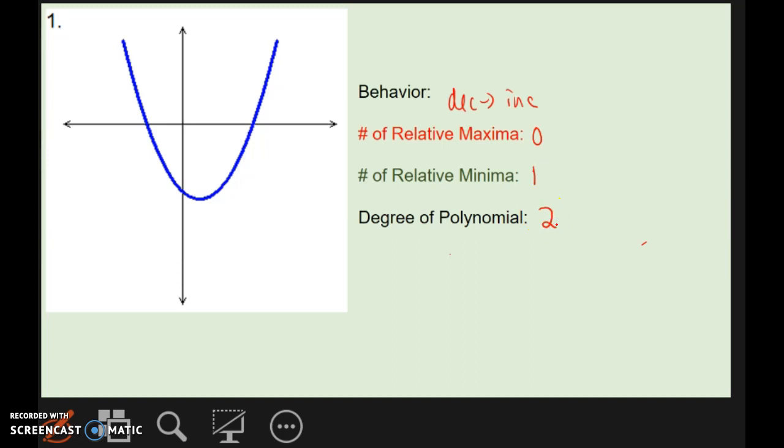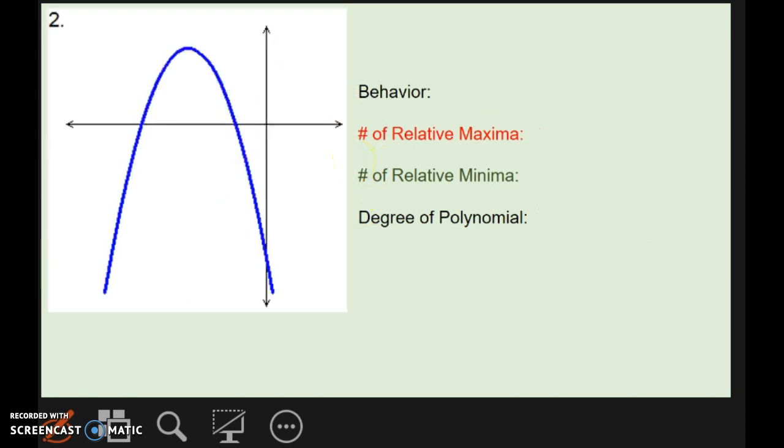So let's start looking at some patterns here. One pattern is I want to look at the behavior and the degree, see if we can come up with a relationship, and also the degree and the number of maxes and mins. The second one is also a quadratic, but it's different. It's one that will open down. So our behavior is a little bit different. Instead of decreasing then increasing, we're actually going to increase, hit that flat spot, and then decrease. And that gives us one relative max, which will be right here at that hilltop, and no minimum. The degree is still 2.